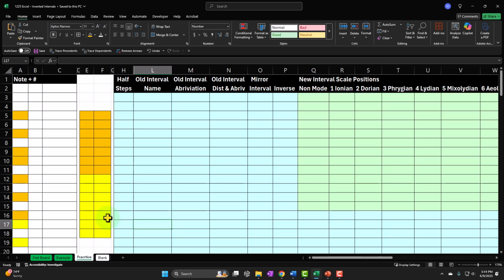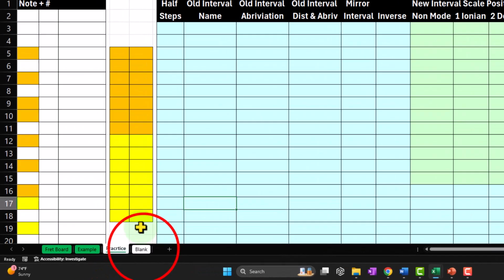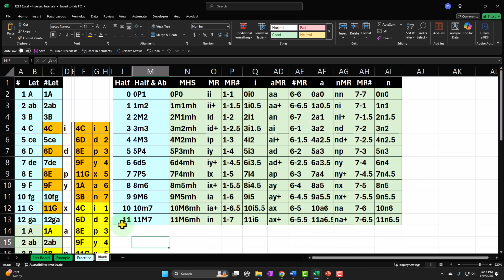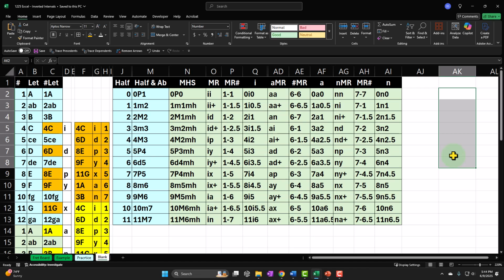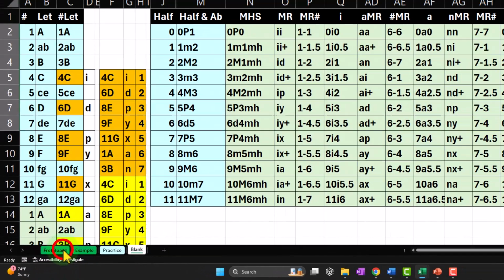But if you don't have any of that, that's okay, because we'll be working in the blank tab where we built this from scratch from a blank worksheet, and we'll continue to build in the blank part of the worksheet going forward, practicing both our Excel skills and music skills at the same time. Let's go to the fretboard to get an idea of what we will be doing.